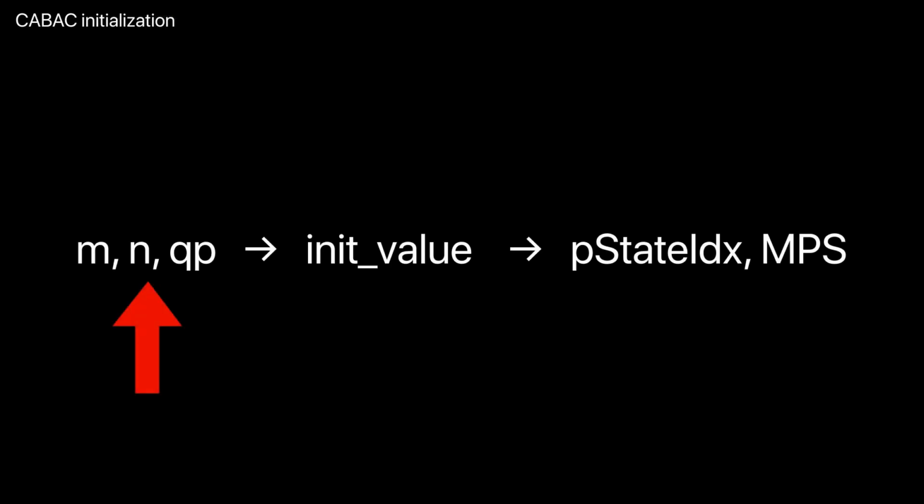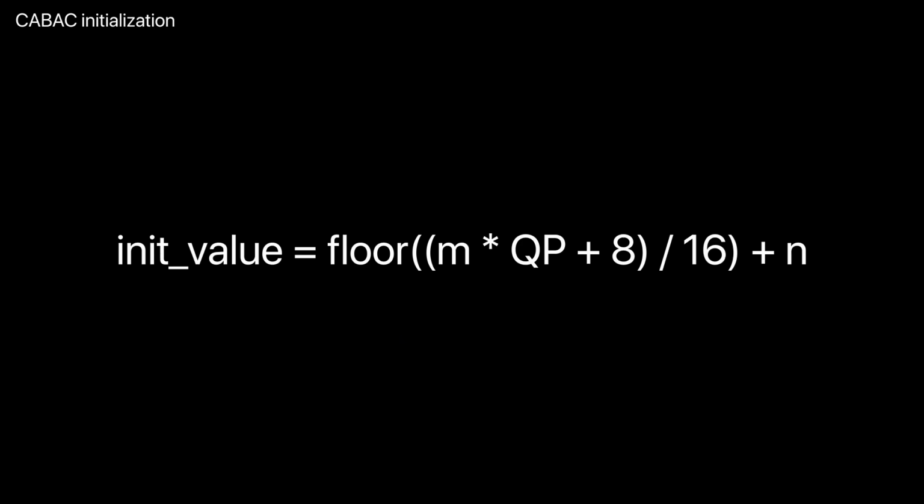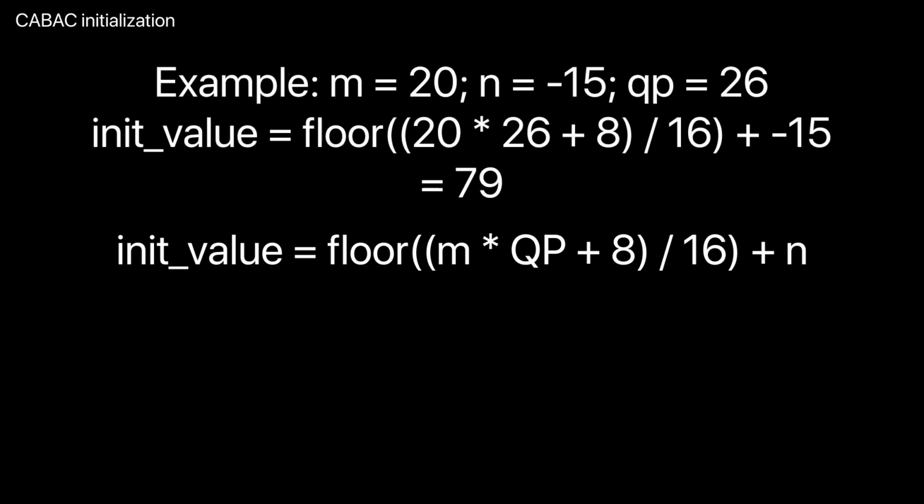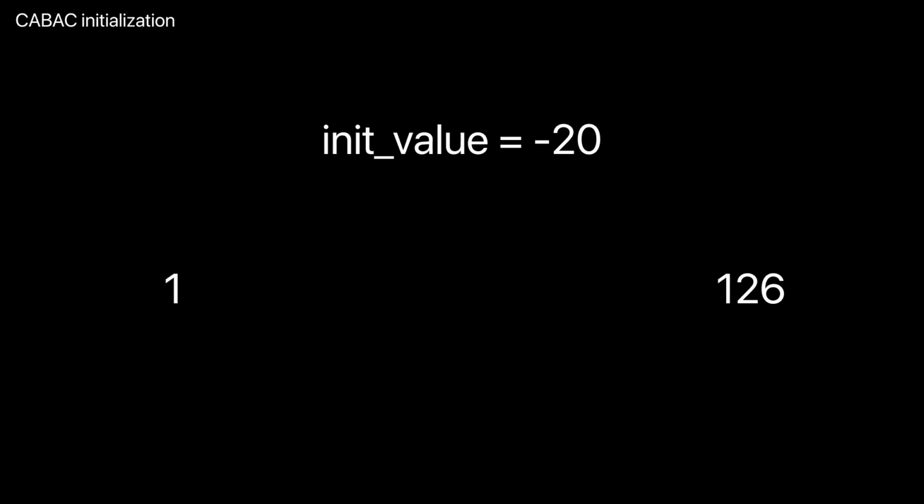For each context, we first calculate init value using this formula. The floor of m times qp plus 8, divided by 16, then add n. Once we have init value, we make sure it stays within the allowed range, between 1 and 126. If it turns out to be less than 1, we set it to 1. If it goes above 126, we bring it back down to 126.